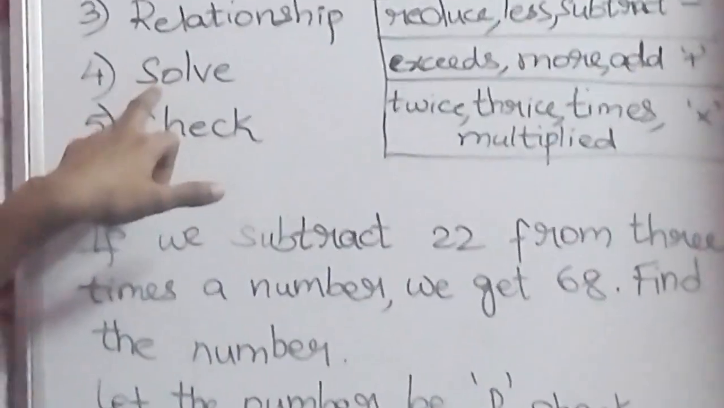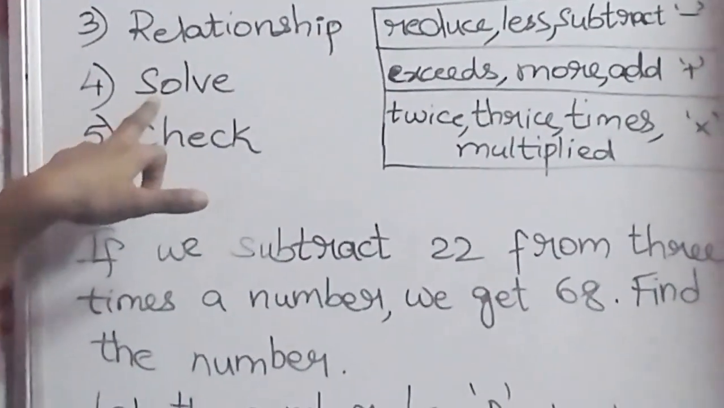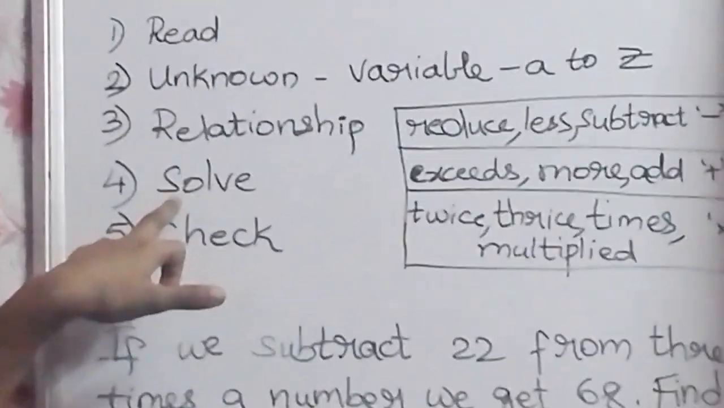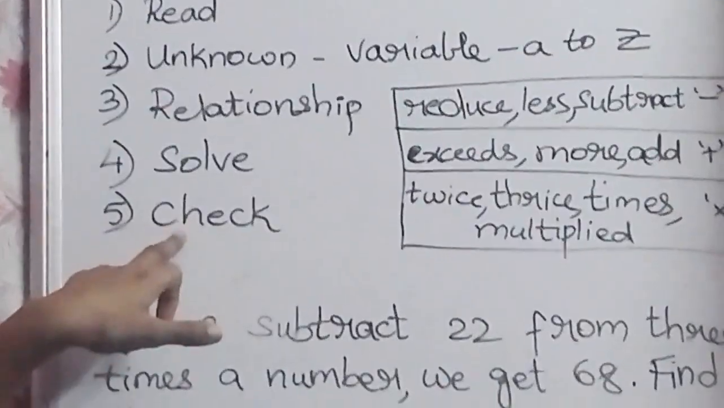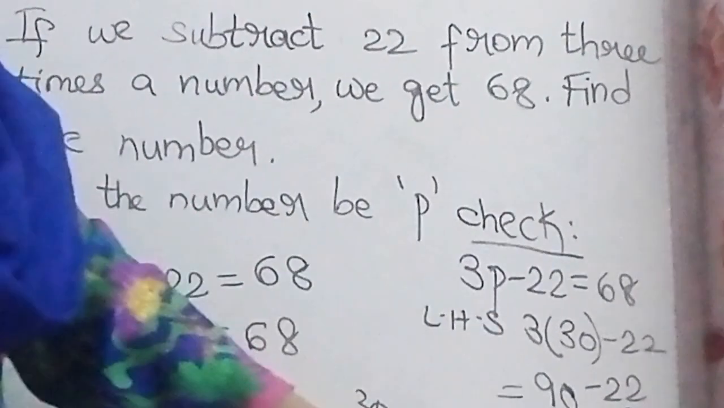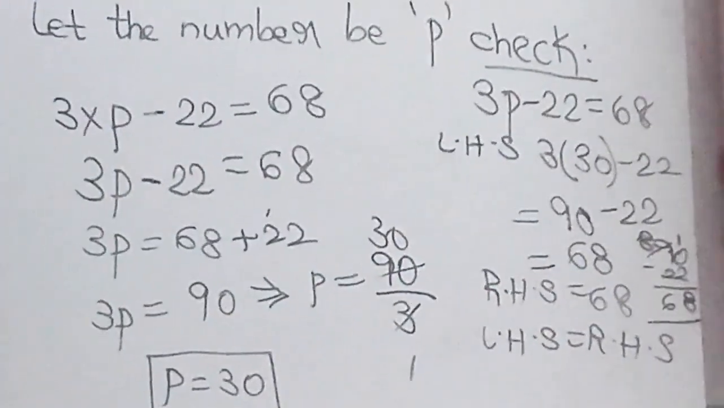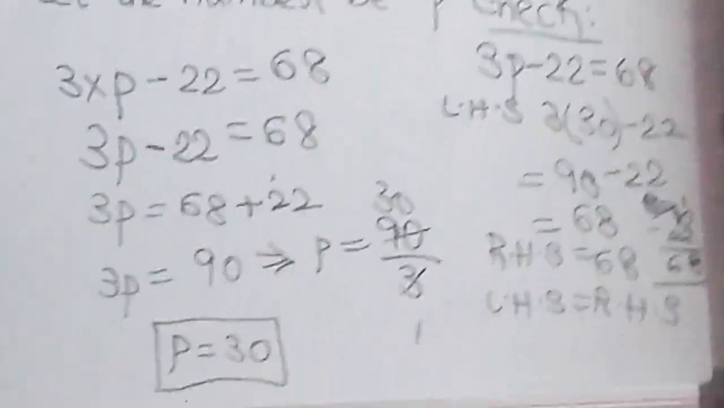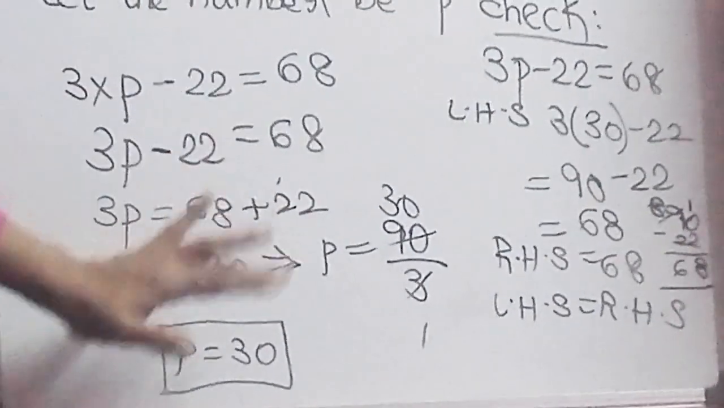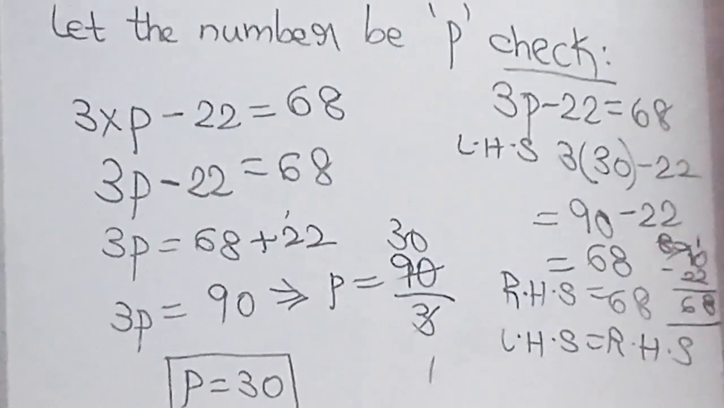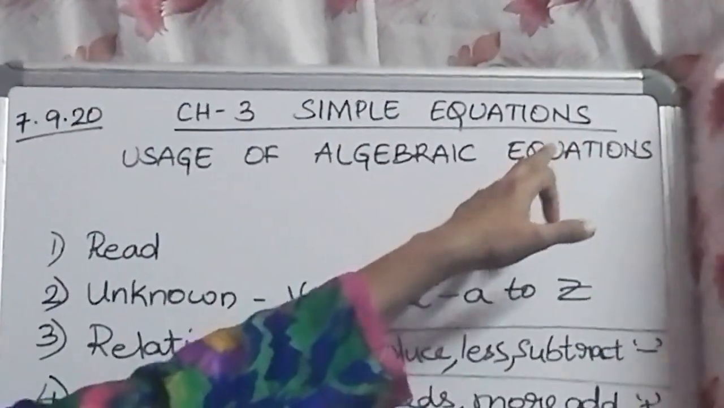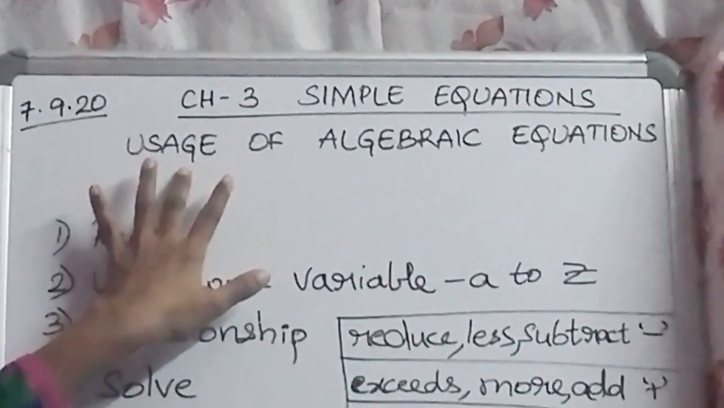Next step, we have used the transpose method to solve the problem and find out the value of the unknown. Then we have checked our answer. So these are the 5 steps you have to use to find out the solution. First, usage of algebraic equations in your daily life. This is what we are going to learn today.